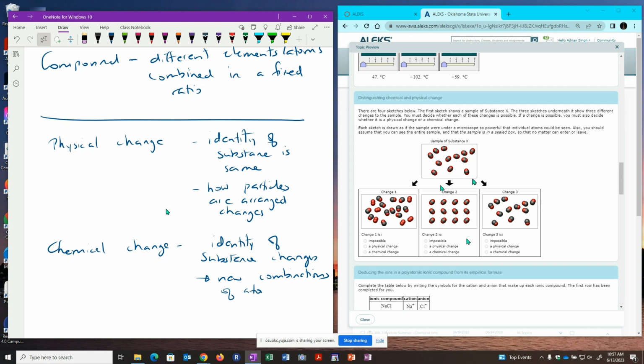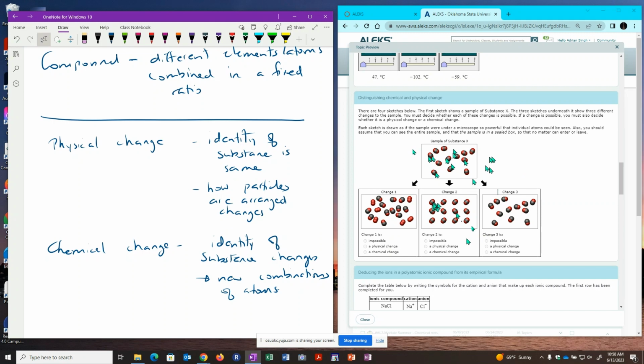All right, so if we take a look at our initial sample X that we have here, we'll see that there are two red spheres connected to the gray sphere in the middle, right? That's our original substance. That's a compound. If we look at change two, what we'll see is that the identity is the same, right? So the compound is still made up of the two reds connected to the gray sphere in the middle, but there is a change that has happened.